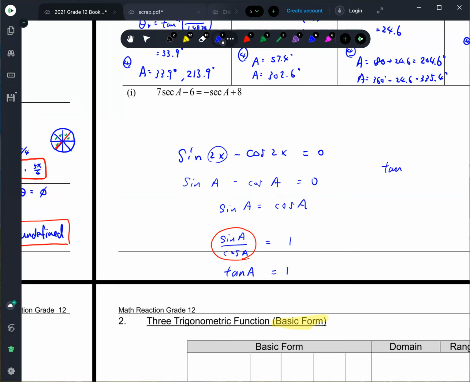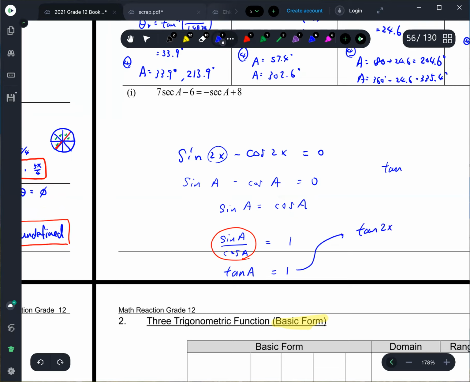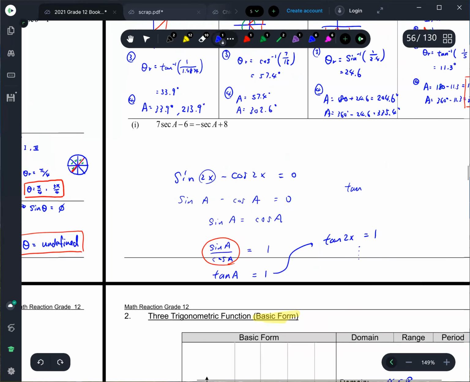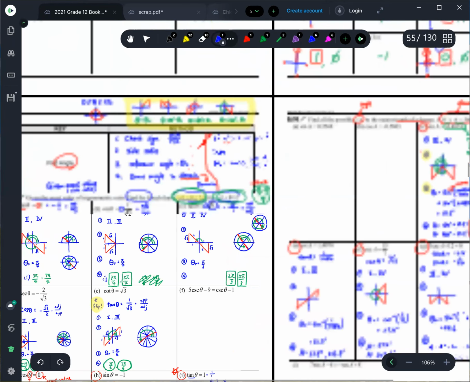Okay, so this whole question just simplified down to tangent A equal to 1. And once you get here, then you can start solving, right? Tangent 2x equal to 1, and then you do the work. Oh, okay. Okay, thank you. Yeah, you're welcome. Thank you, Jason. Bye.